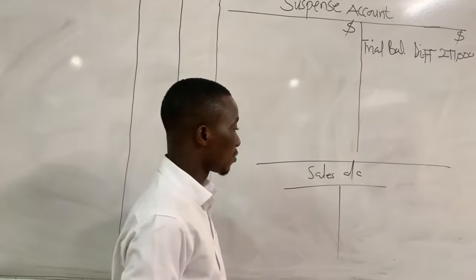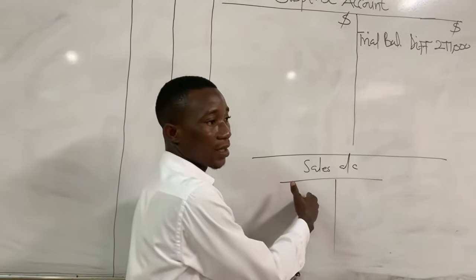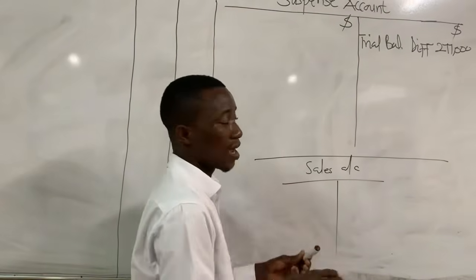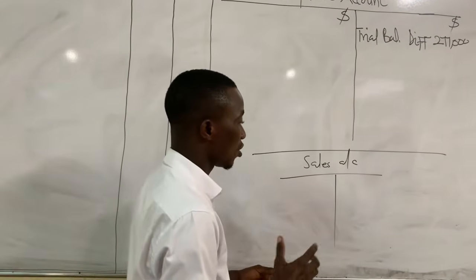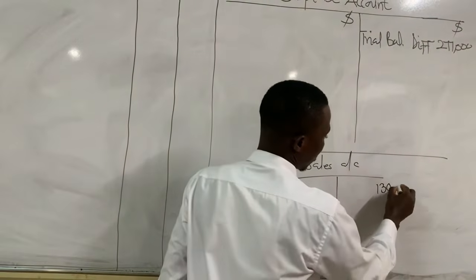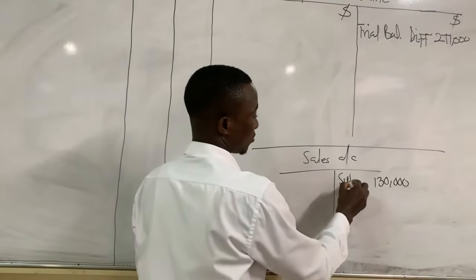But if it were an overcast, we should have recorded it on the opposite side to reduce the balance. But here the sales account has been undercast. So in order to correct it, we write the $130,000 over here, but then in the name of suspense.